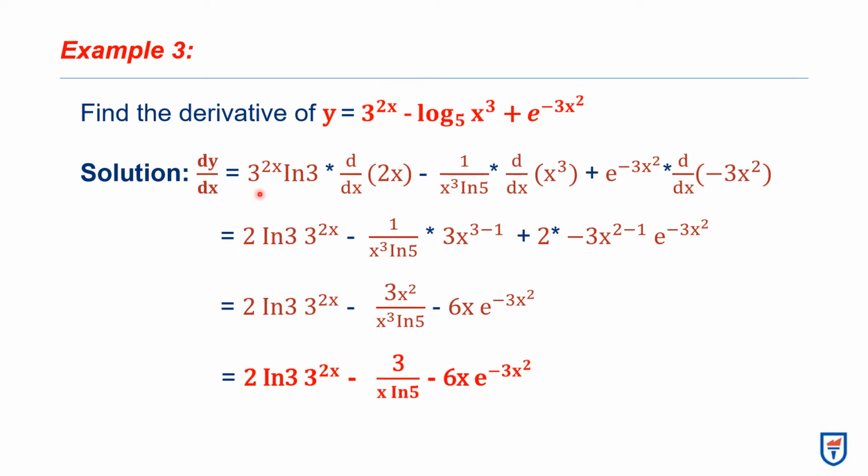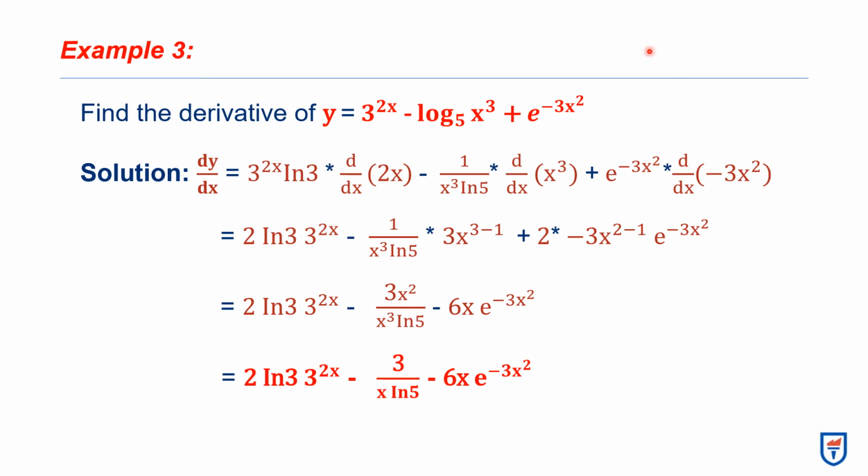So now we need to say 3 to the power 2x, the f(x) expression as it is, then times ln of our constant, which is 3, then times the derivative of our power, which is the derivative of 2x, which is going to give us 2. So the second one, which is the log, using the log laws, we know that when you're differentiating anything that has a log, we have to say 1 divided by our expression x cubed ln of our base constant, which is base 5. Then we say times the derivative of our expression, which is the derivative of x cubed.